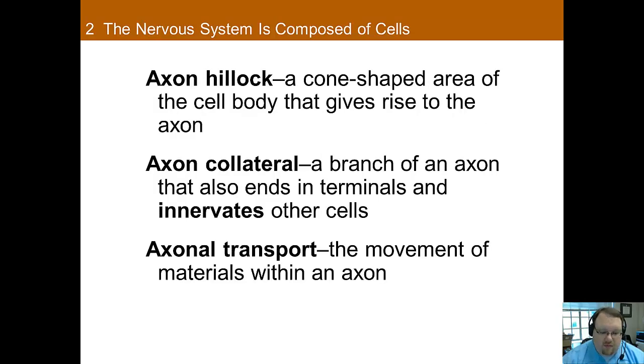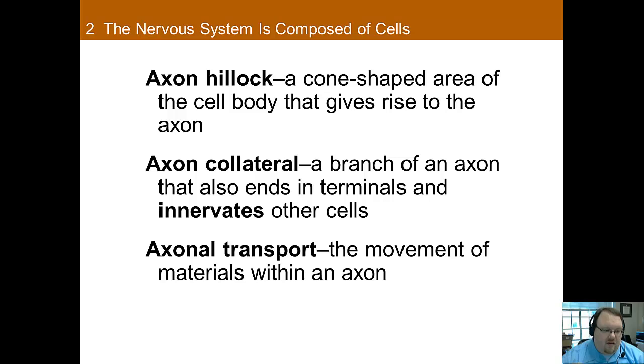The axon hillock, we'll look at this again later on. The axon hillock is a cone-shaped part at the bottom of the cell body that gives rise to the axon. This is that part in the integration zone where all the information comes together. That happens in the axon hillock. An axon collateral is a branch of an axon that also ends in terminals and innervates other cells. Basically, a neuron will have just one axon, but it splinters into these little axon collaterals, and it enables the neuron to influence many different neurons.